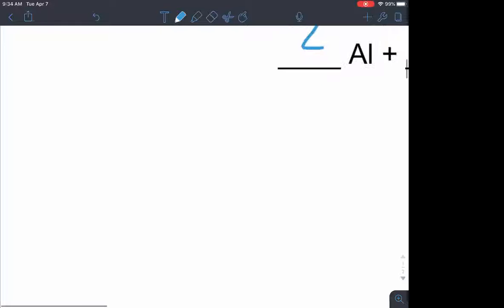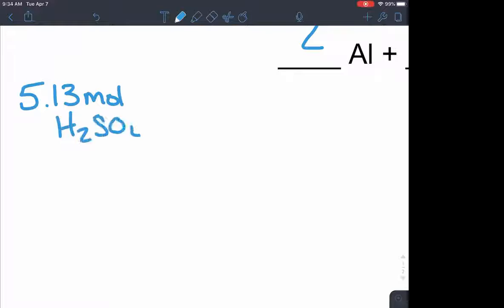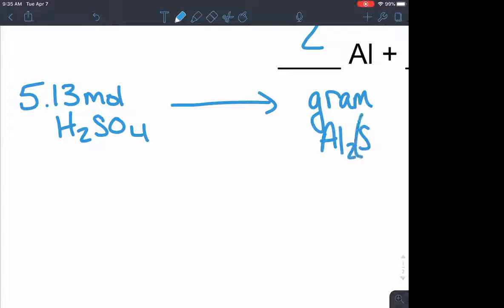The start of our problem says that we're starting with 5.13 moles of H2SO4. And what does it say that we want to get to by the end? Al2(SO4)3. Perfect. It says we want to get to grams of Al2(SO4)3.